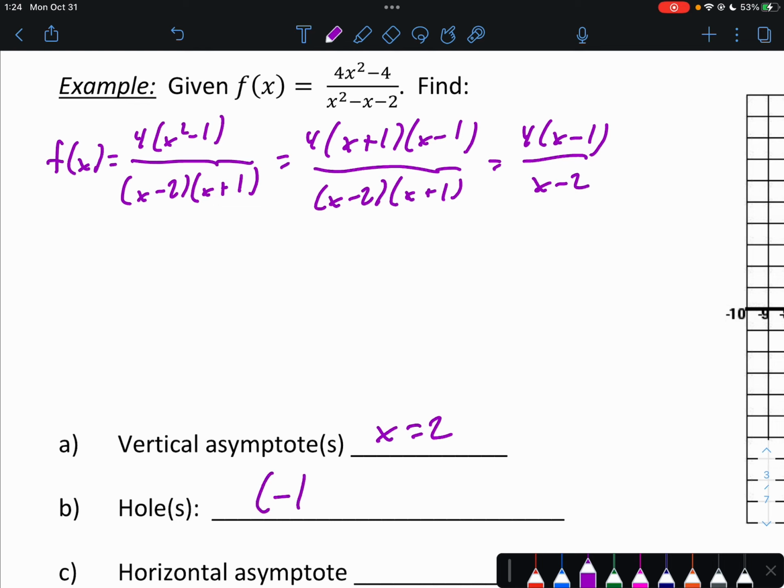When we put negative 1 in, we don't want to put it back into the original function or the simplified version of it. We want to put it into the factored and canceled version over here. Otherwise, you're going to get 0, which is not the answer, or you're going to get 0 over 0, which is not an answer. So we put negative 1 into this equation over here, and we get 4 times negative 2 divided by negative 3. That'd be negative 8 over negative 3, which is 8/3.